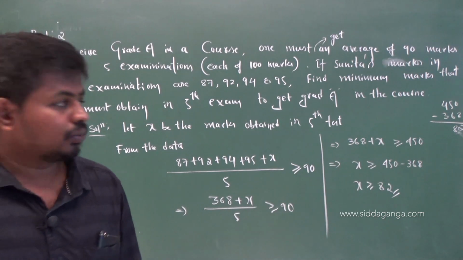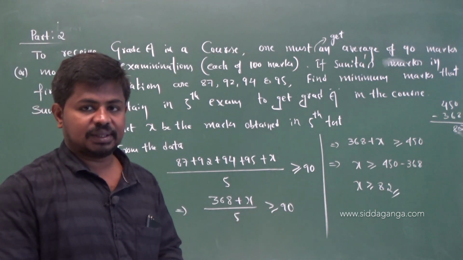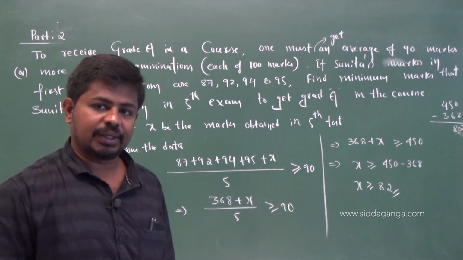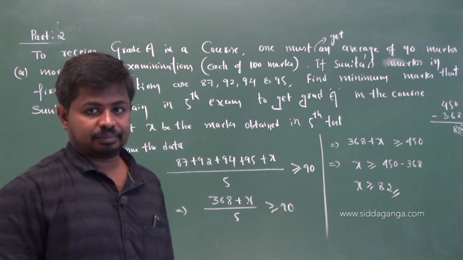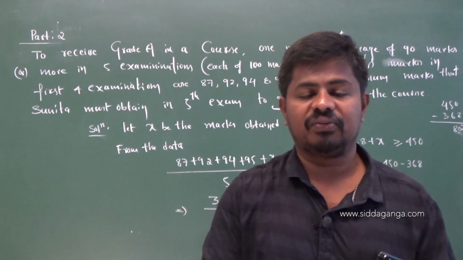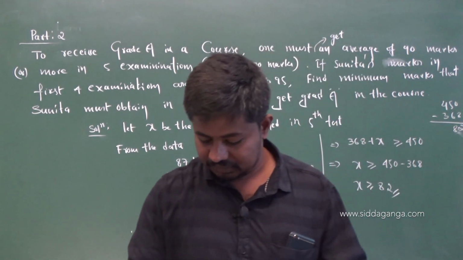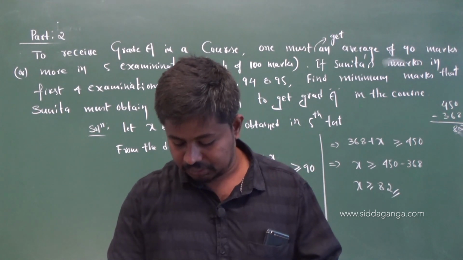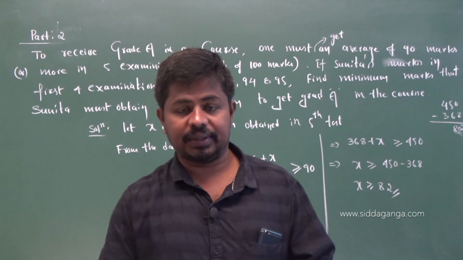Okay, so at last you write: minimum marks Sunita must get in the 5th examination is 82 to get grade A. So this is part 2 of linear inequalities. In part 3, we are going to discuss some more problems related to this and graphical solutions. Okay. Thank you.